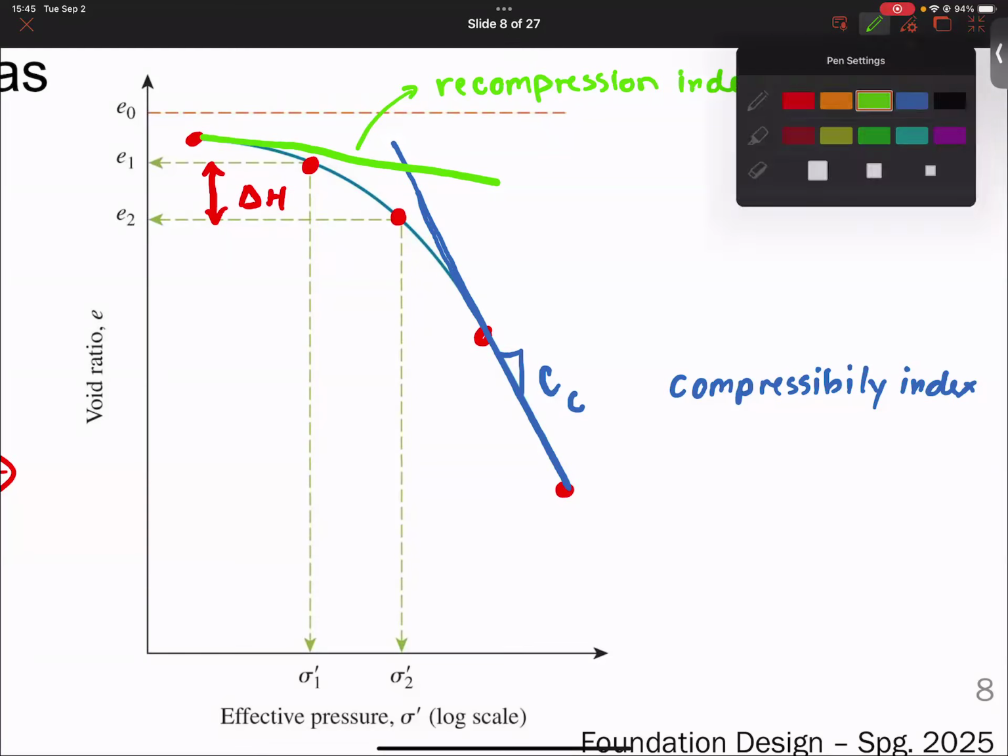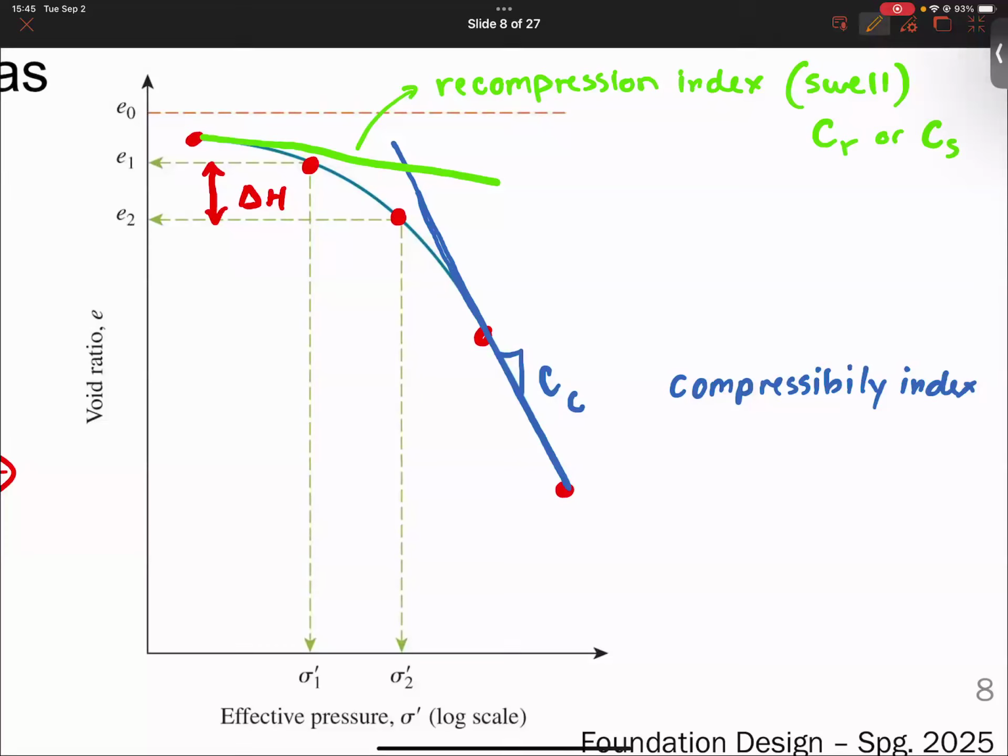And then there's the point at which the curve changes behavior. That point is not always right in the dead center there, and we're going to talk about how we find it. But this point is on the x-axis only. It's a stress value. And this is called the pre-consolidation pressure.